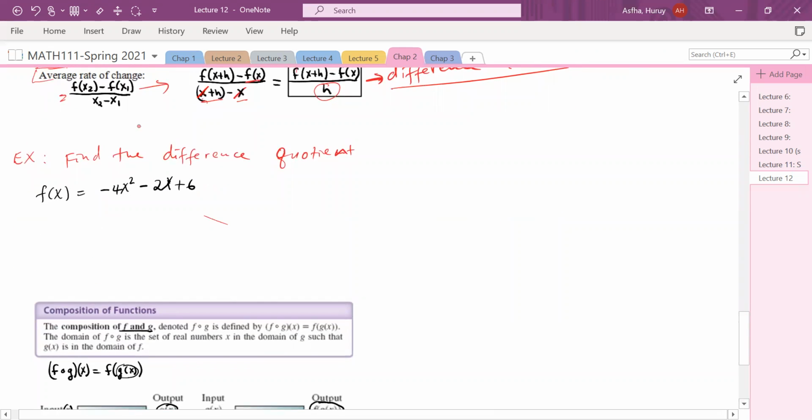Now, let's see how we can find the difference quotient for this given function.